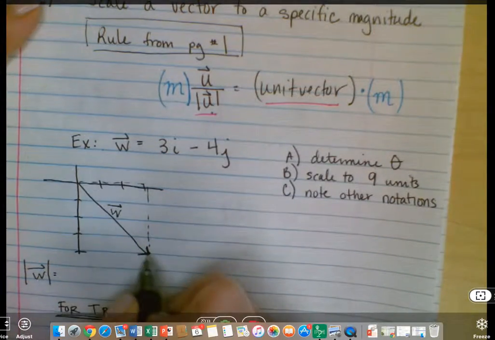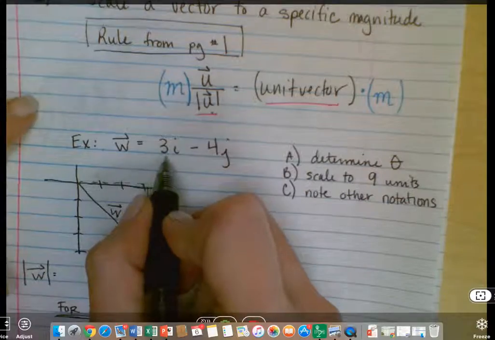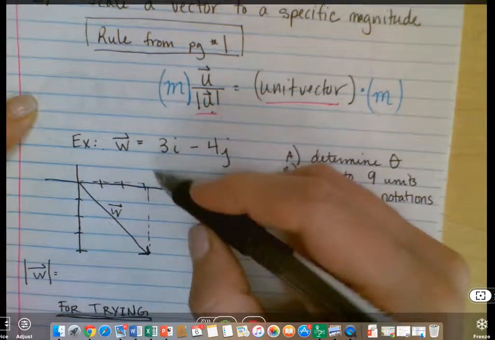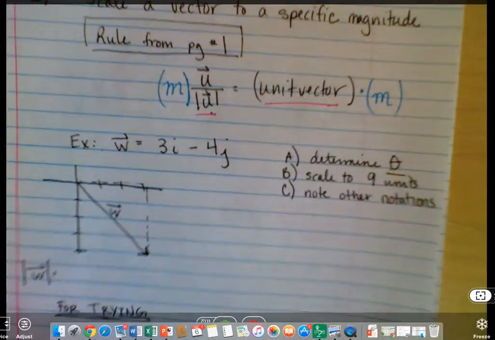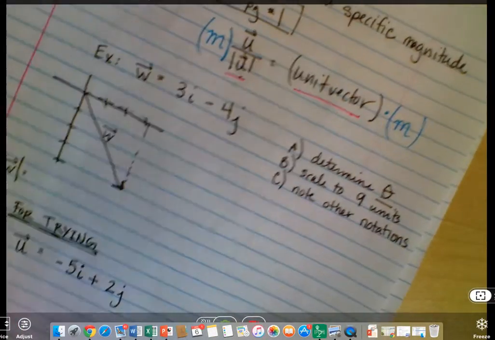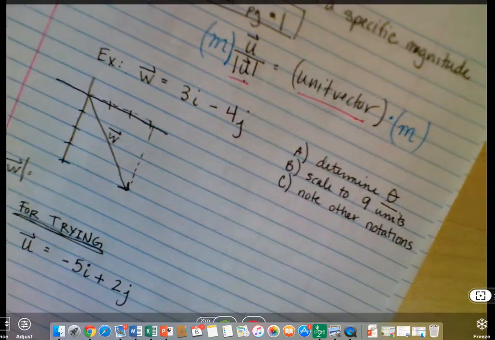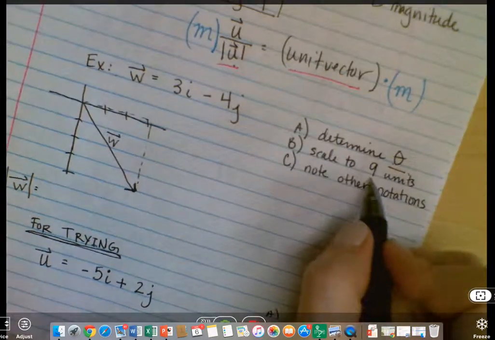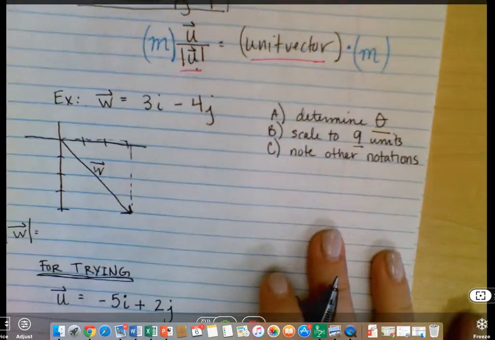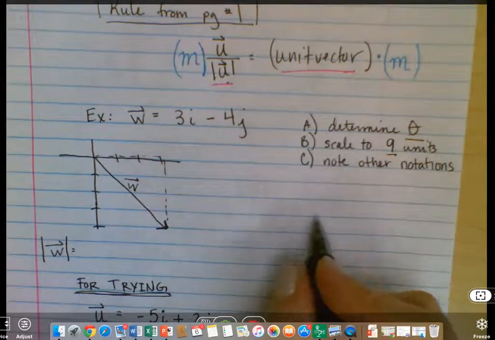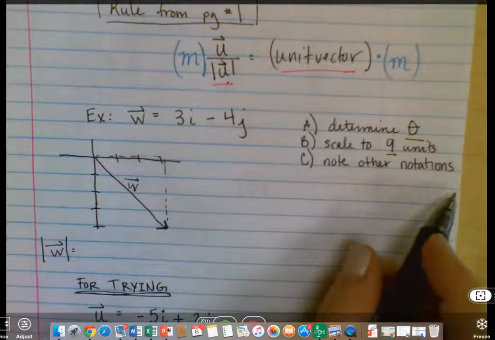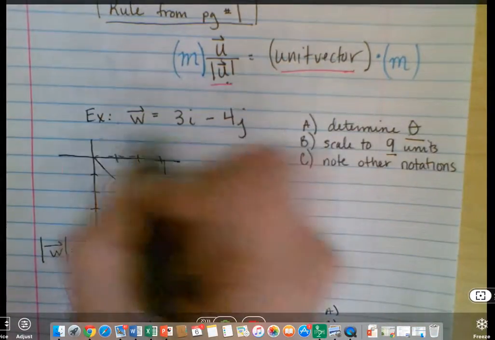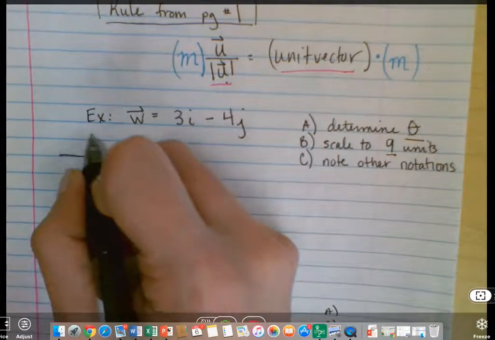So let's say I have vector w here. w is 3i minus 4j. And I'm interested in determining what theta is. And then I want to scale my vector to be 9 units long. And then if there are any other notations, I'd like to make a second to refresh myself. What does that look like? So I'm just going to, for fun, do this one first.